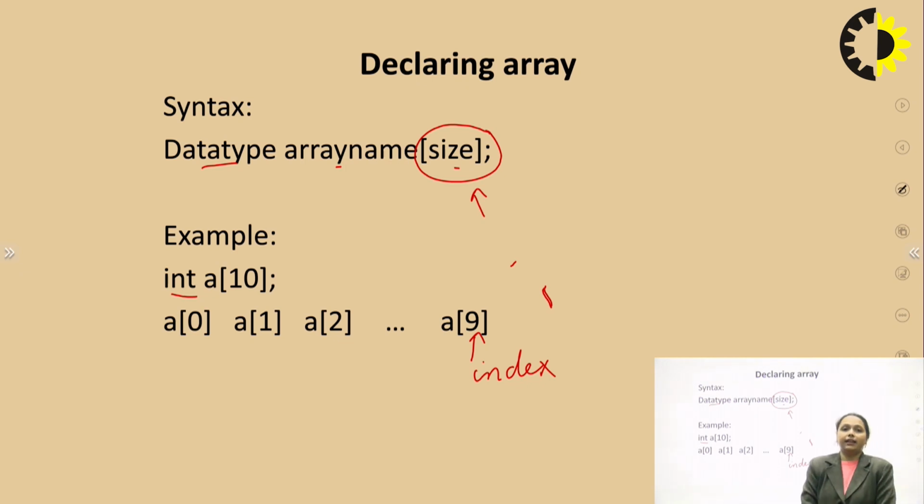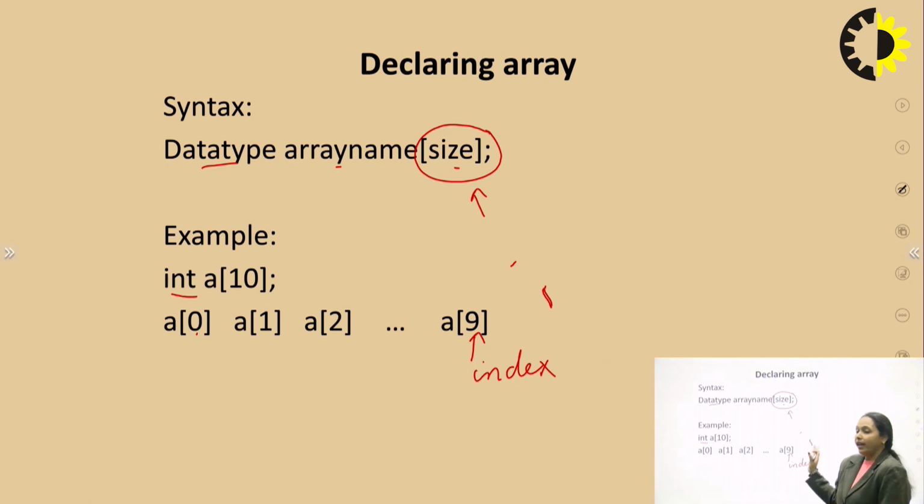The base index value of an array is always 0 when we are talking about C programming. So in C, the very first element is every time stored at the 0th index. That is why the maximum index is 9. So starting from 0 till 9, I can store 10 different values.